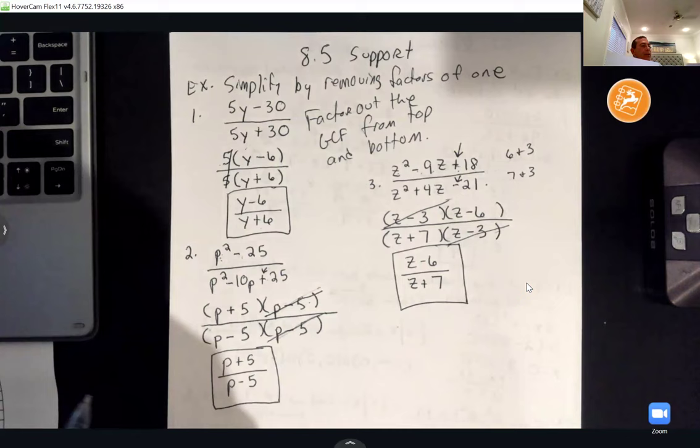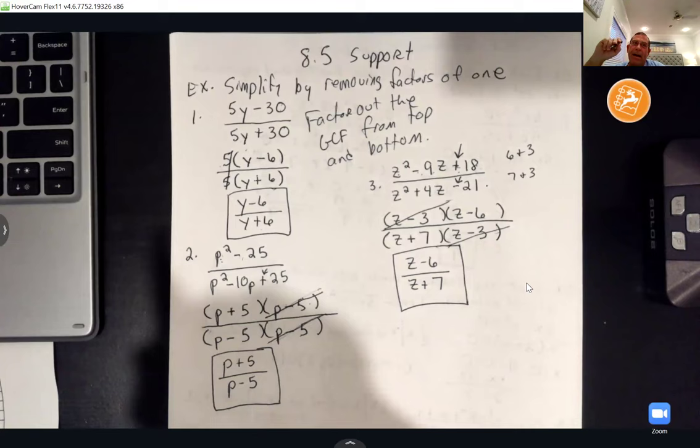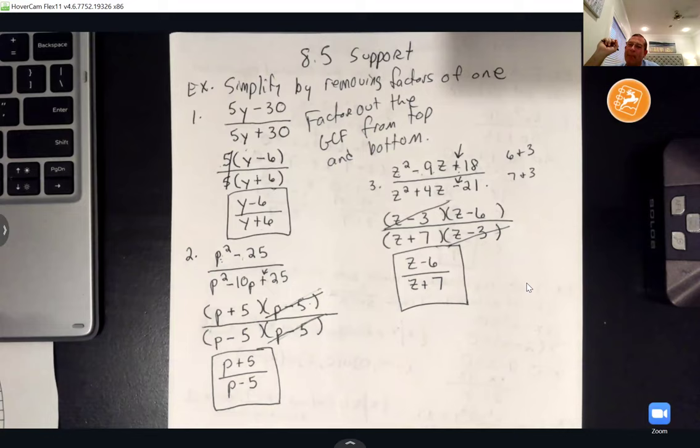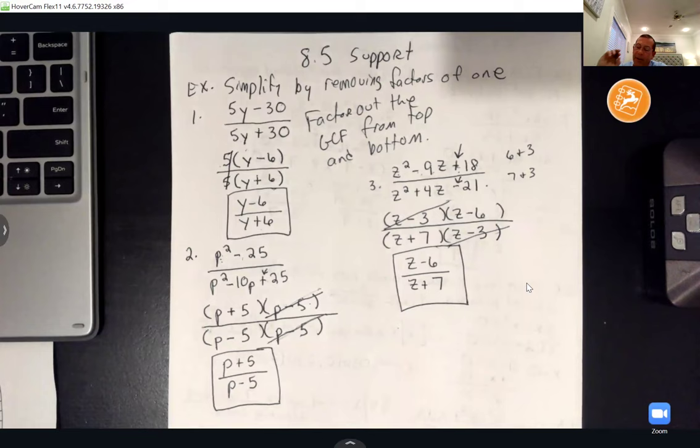All right, so that's 8.5 support. So what we'll do next class, we'll do 8.5, maybe 8.6, but I might have to see what happens with that 8.6, whether I can actually get it done all the way or not. So I might have to alter stuff a little bit because, oh, y'all, this 8.5 and 8.4, especially 8.4, was pretty long. Okay, so the moral of the story was a lot of factoring, okay?